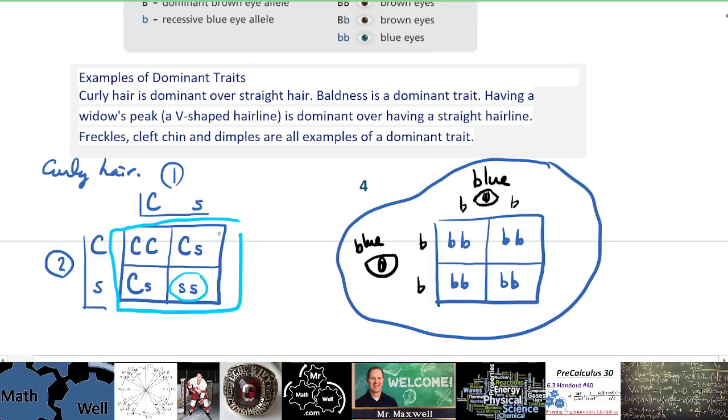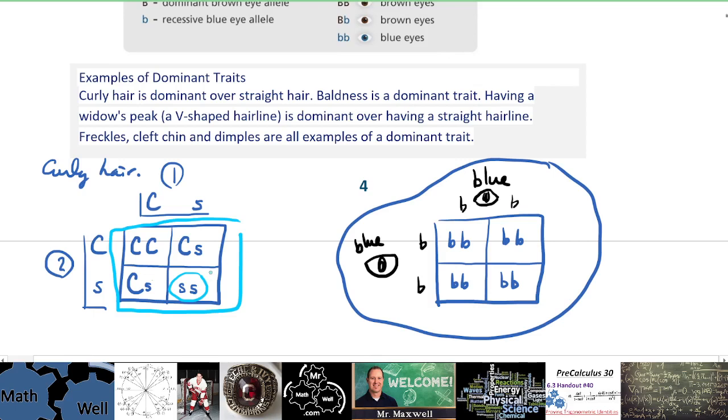Now, I would almost say that straight hair is a little more common than curly hair, but it seems that these dominant curly hair traits have been, I guess, bred out of the population, maybe in this area of the world. There's lots of curly hair in other places, but it seems there's not a lot of curly-haired people here, even though it's a dominant trait.